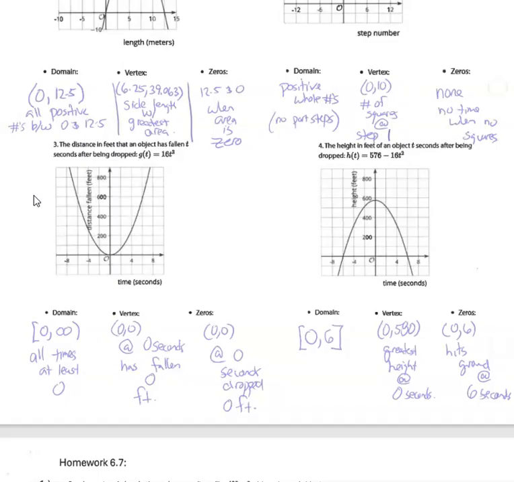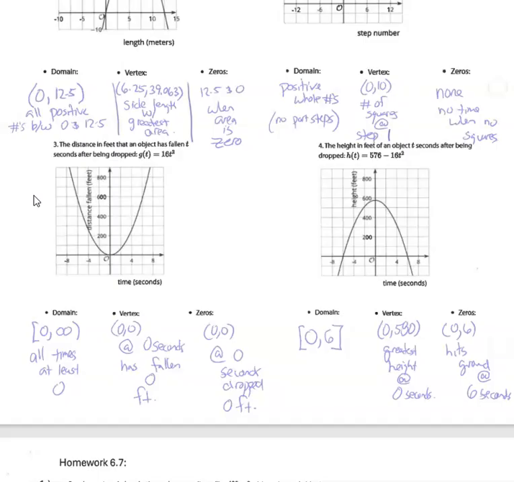The vertex is (0, 0). That vertex is telling you either a minimum or a maximum. And in this case, it's telling you the minimum. The minimum that it will have fallen is 0 feet with 0 seconds. And the zeros, there's only one 0, it's at (0, 0), and that tells you that at 0 seconds it has dropped 0 feet.